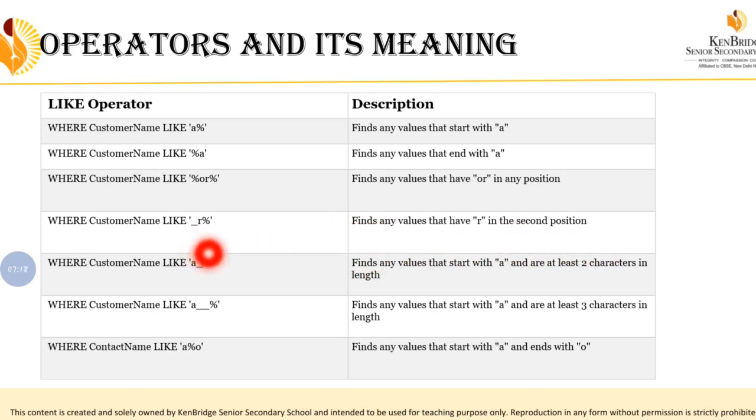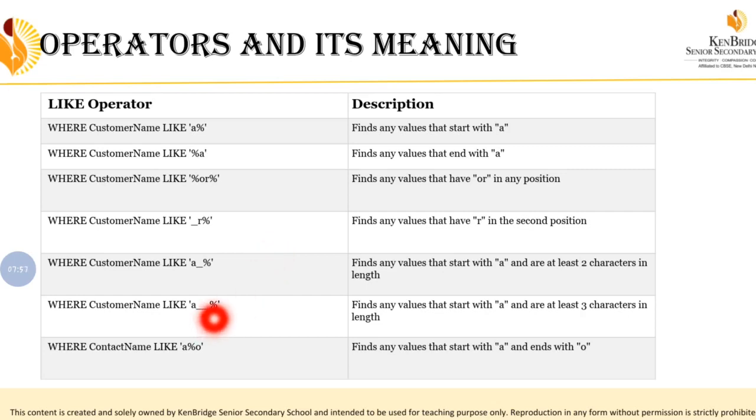A_% means any values that start with A and are at least 2 characters. The underscore represents only one character, and the percentage represents 0, 1 or more characters, right? So definitely the name should start with A and be a 2-letter or 3-letter word, but minimum it should have 2 letters. Likewise you can use this condition. And the next one is A__%, which means the name should start with A and should have at least 3 characters.